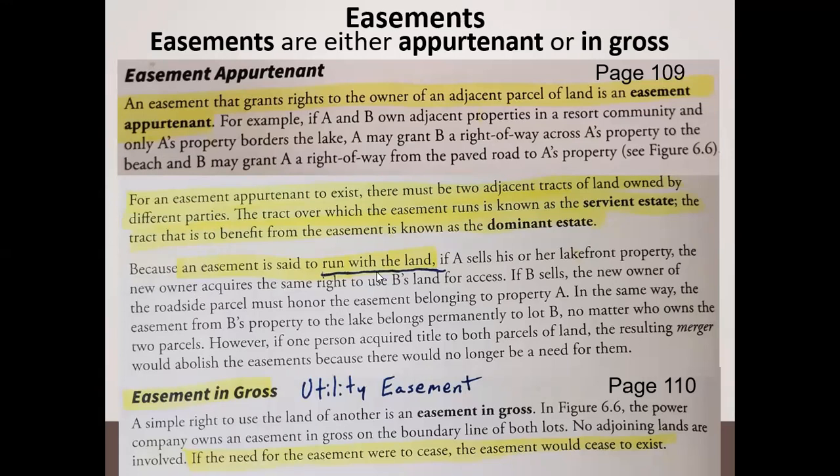And easements run with the land. So even if you sell that property now, that easement right passes along to the next owner. It doesn't reset it and the right goes away or anything. That right passes on from one owner to the next.